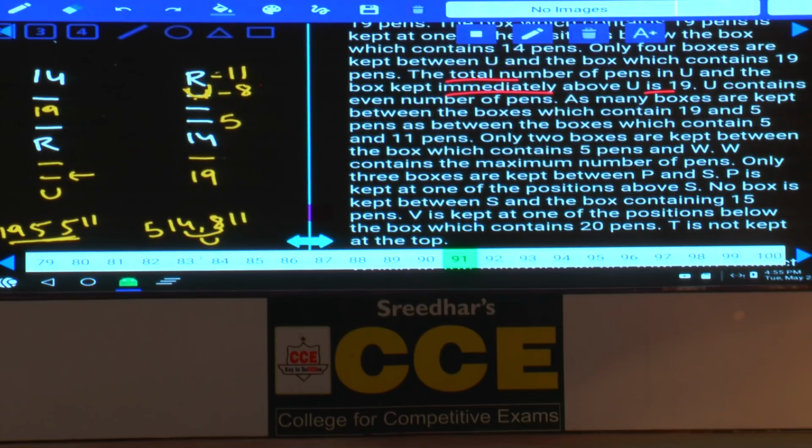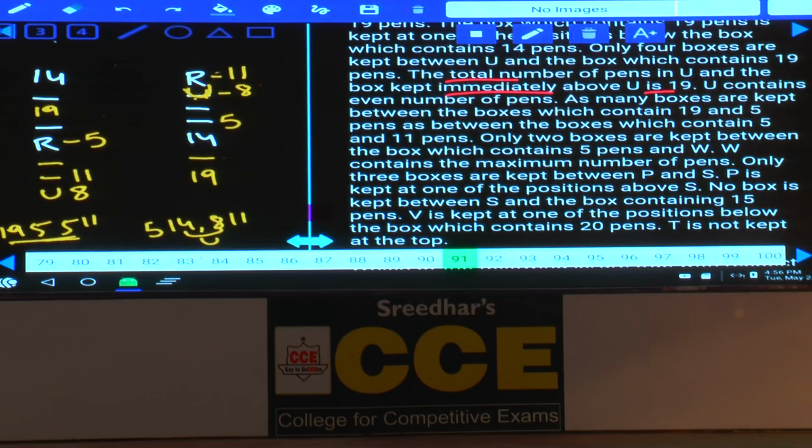If this is 5, between 19 and 5, how many are there? 1, 2, 3. And between 5 and 11, we should have another 3, which is not possible, isn't it? Hence, the box which is immediately above this U must be how much? It must be 11. Now, if this is 11, R must be 5. Between 19 and 5, there is one box, and between 5 and 11, there is another box. Done with this? Then U is how much? U must be 8, because U and the box which is immediately above U must sum to 19.